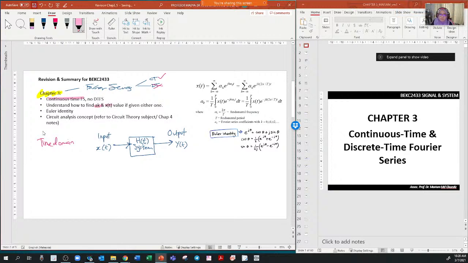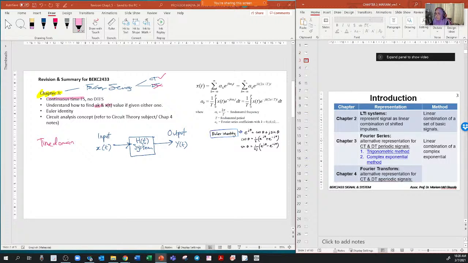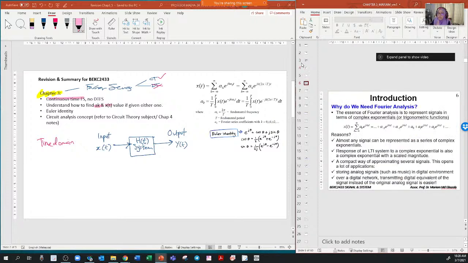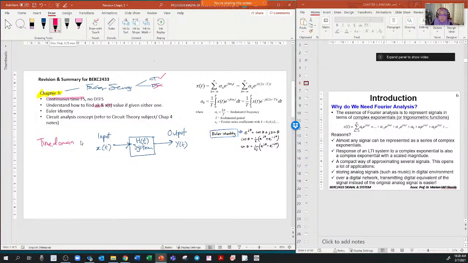Alright, so to find the AK and XT value, you need to refer to the notes. I'm just going to go through it very quickly. In chapter 3, on the right side here, you actually learn all of this. Before that, let me explain a bit the relevancy between continuous time and discrete time. You have the time domain in chapter 1 and 2.